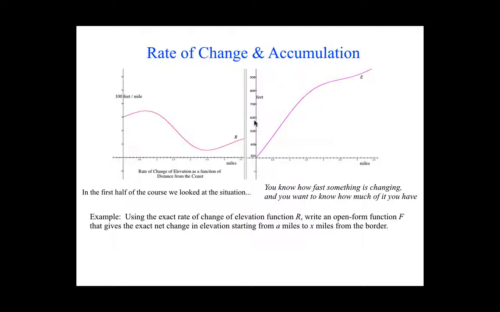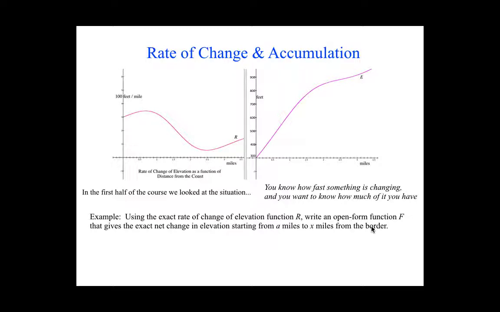See if you can write an open form expression for not the actual elevation, but for F, the net change in elevation. I just needed to call it something. The net change in elevation from A miles to X miles from the border. So we won't start at the coast, we'll start at A miles from the coast and go to X miles from the coast. Sorry, I wrote border here. I kind of changed my mind. It could have been from the border of some state too, but this is the coast.